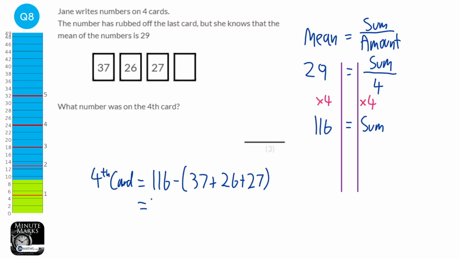And when we do that, we get the answer 26. Now you can easily check this by adding up 37, 26, 27 and 26 again, and then dividing it by 4, and you will get 29.